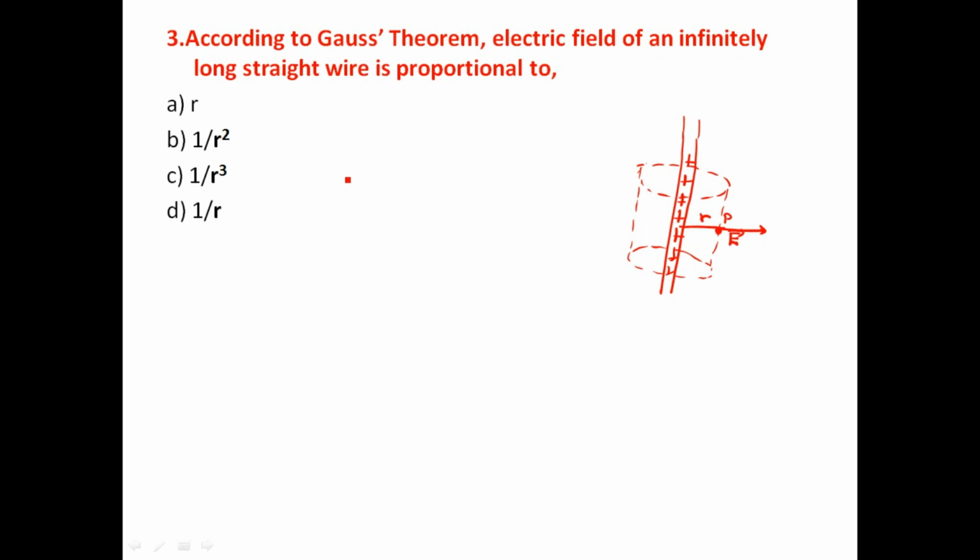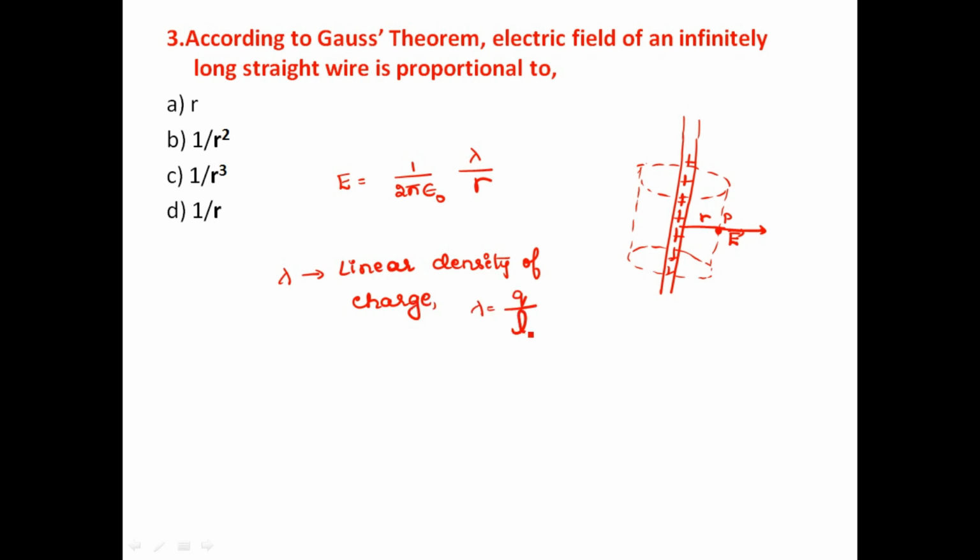What was the expression? It is simply E is equal to 1 by 2 pi epsilon naught lambda by r. What is lambda? Lambda represents linear density of charge. I can also write lambda is equal to charge per unit length. So this was the expression we had derived.